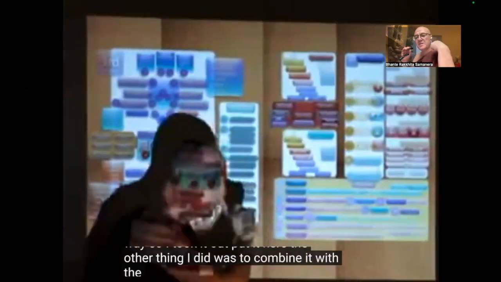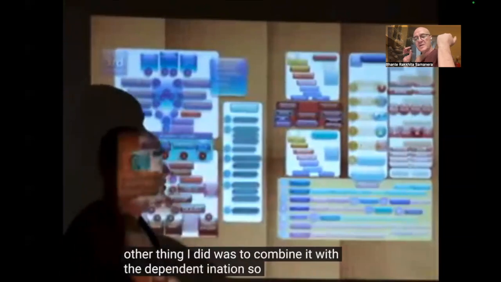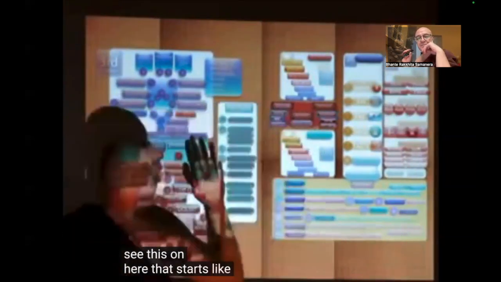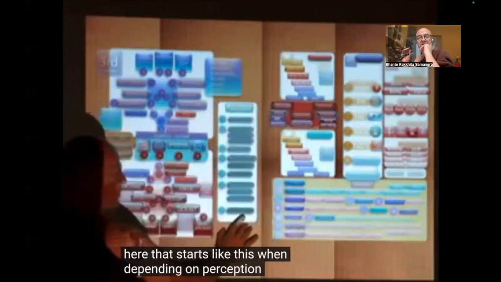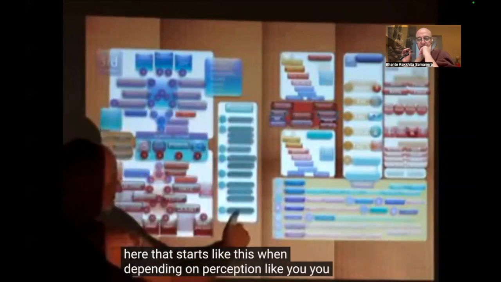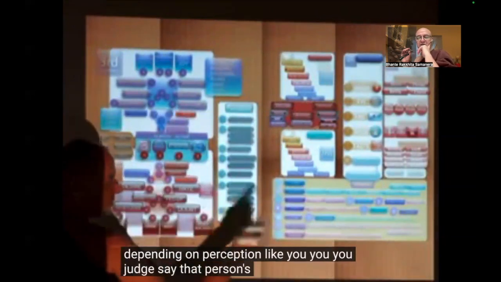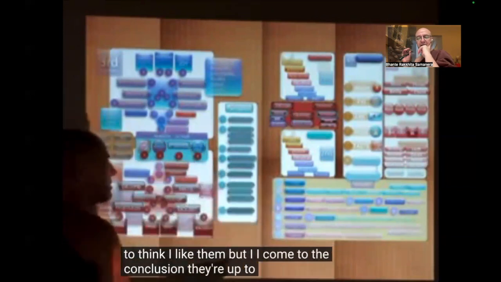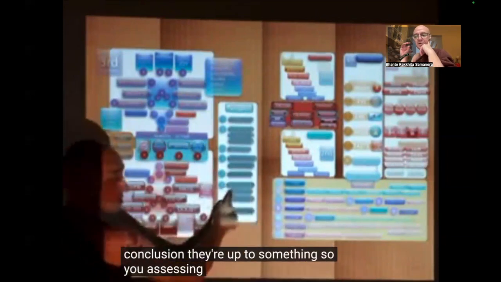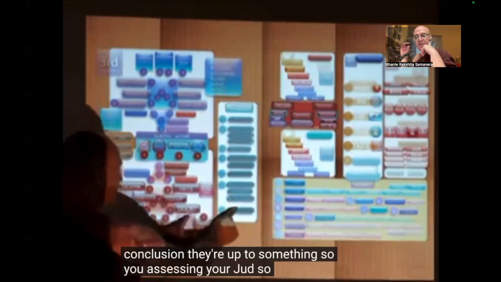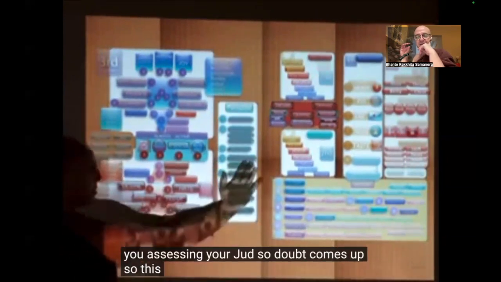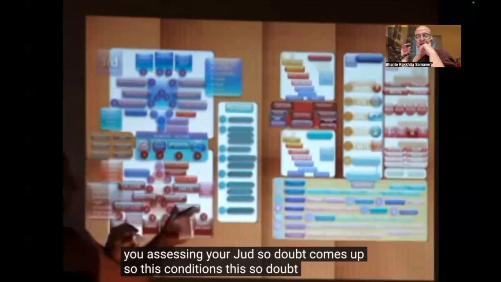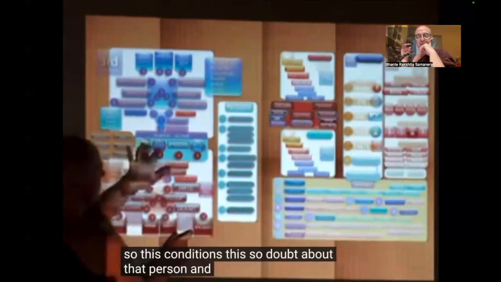The other thing I did was to combine it with dependent origination, so that you can see it on here. It starts on this. Depending on perception, like you judge, so that person is my enemy. I used to think I liked them, but I come to the conclusion they're up to something. So you're assessing, you're judging. So doubt comes up. So this conditions this. So doubt about that person.